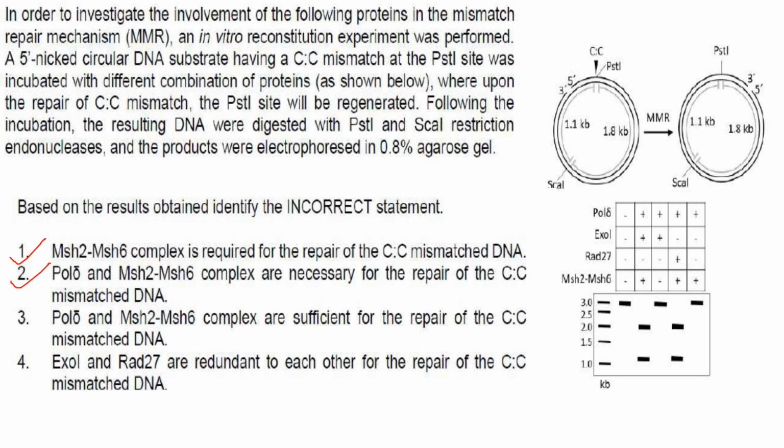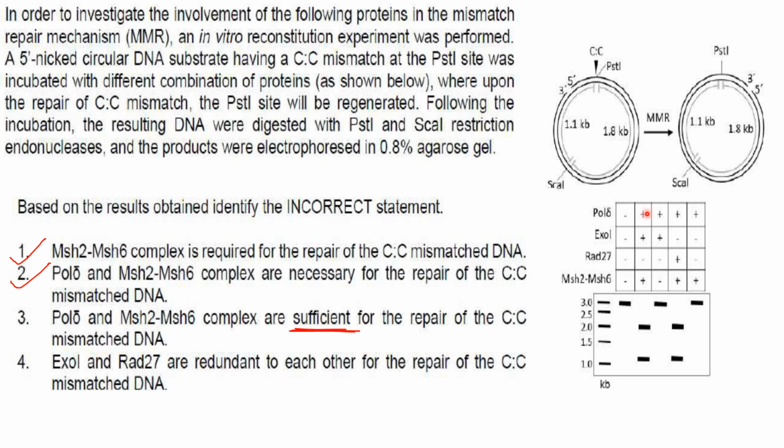So 2 is also correct. Then, Pol delta MSH2 complex are sufficient for the repair of CC mismatched DNA? No. See here, Pol delta MSH2 you added, you got the repaired DNA. But here if you see Pol delta and MSH2 along with RAD27 you add, you get repaired DNA.